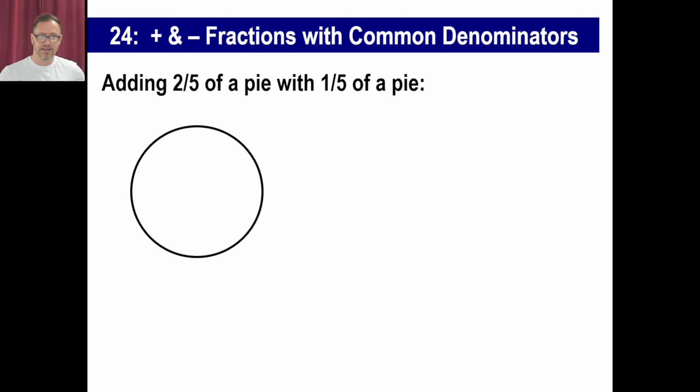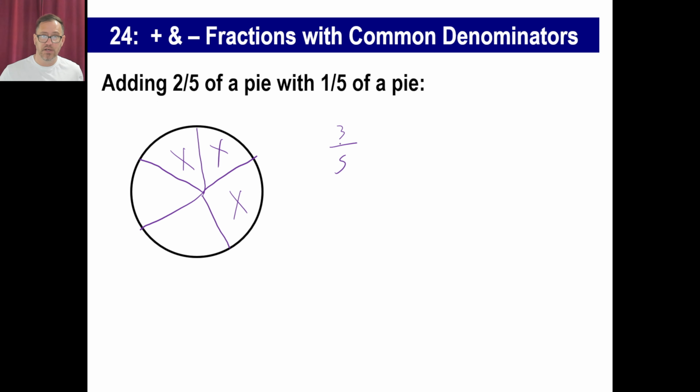All right, here's a pie. Adding 2/5 of a pie with 1/5 of a pie. Well, you can see if you divide a pie into, that's a horrible drawing. 1, 2, 3. Oh, it's awful. Okay, I'm just going to pretend that's a fifth. So 2/5 of the pie is that, right? If you add that with 1/5 of the pie, obviously you get 3/5 of the pie.